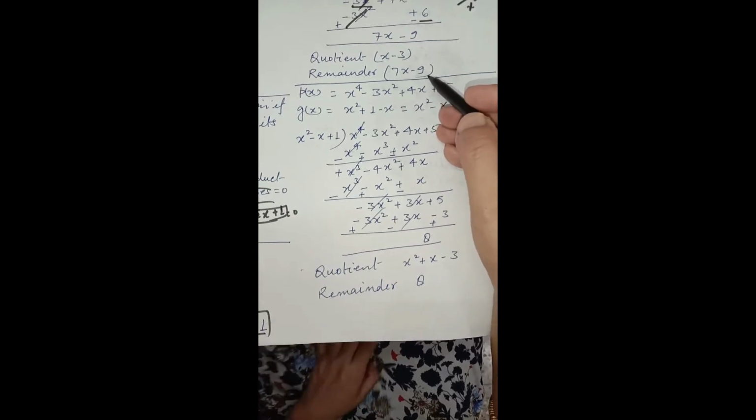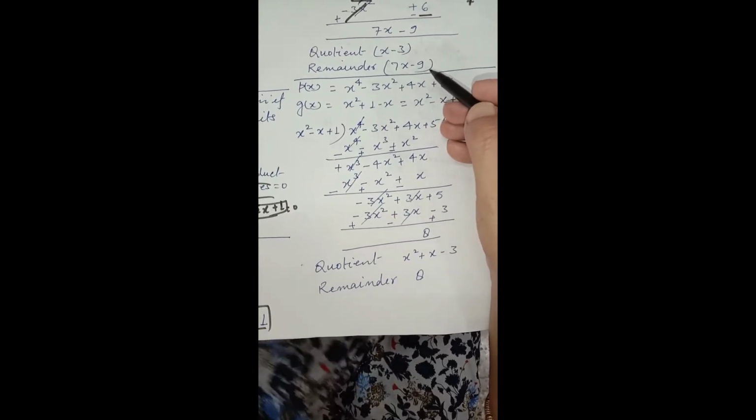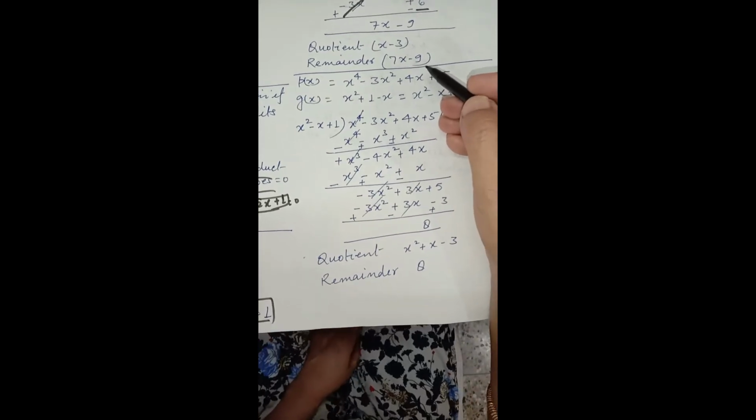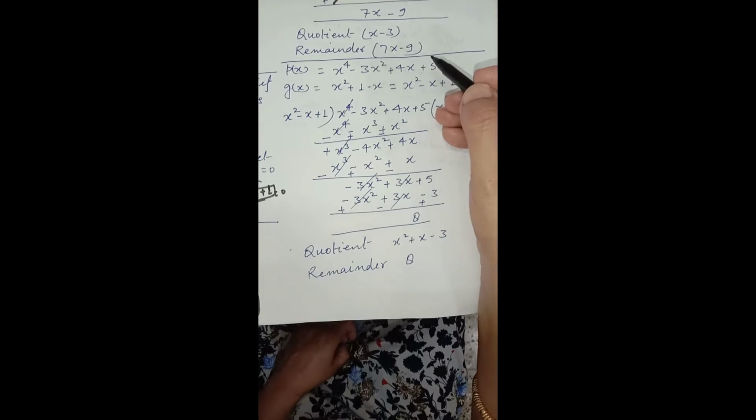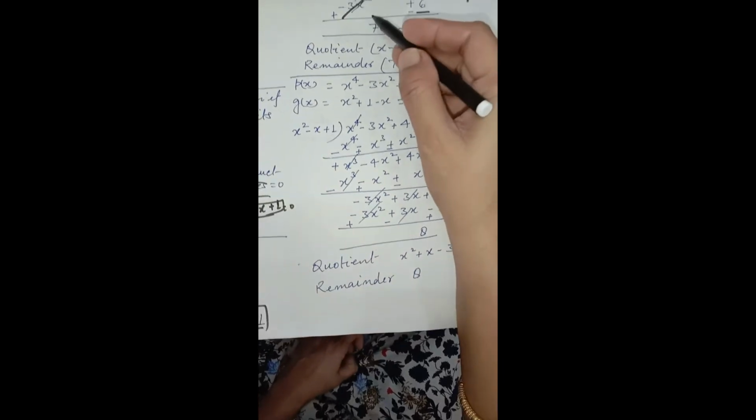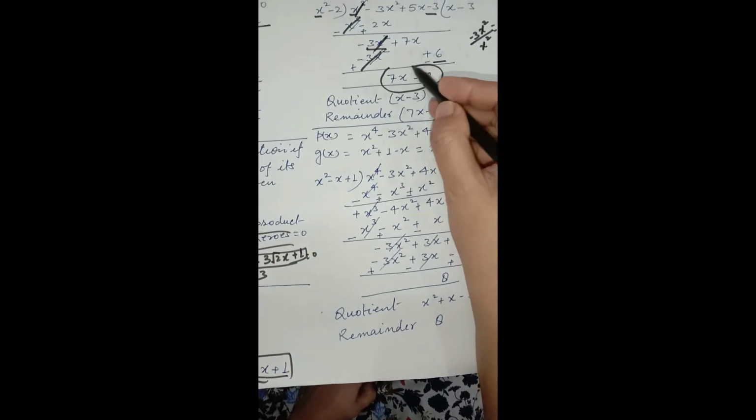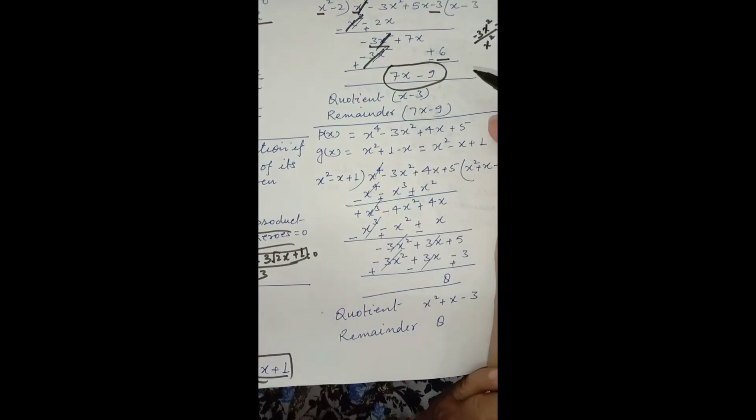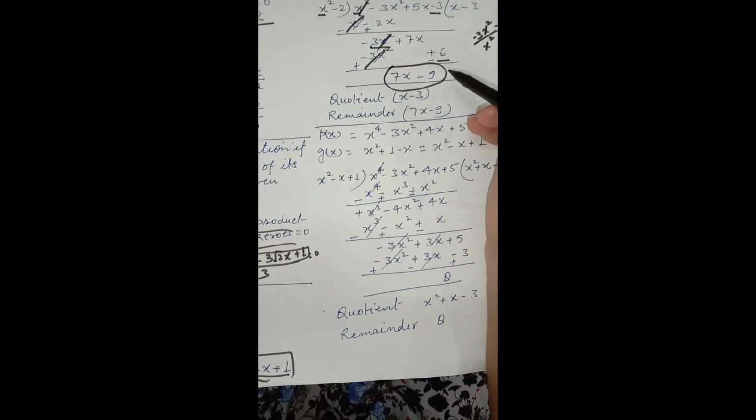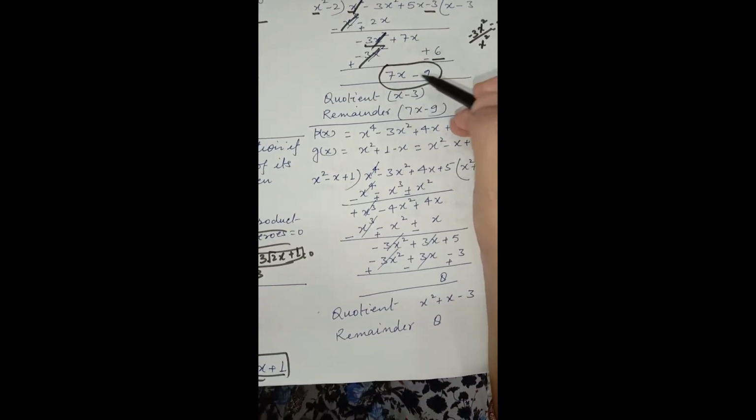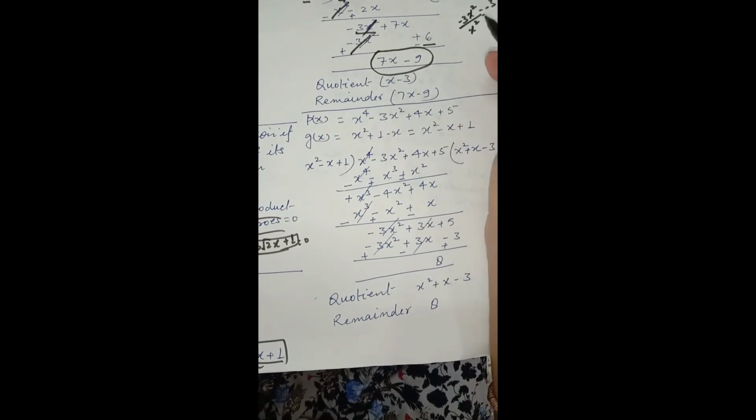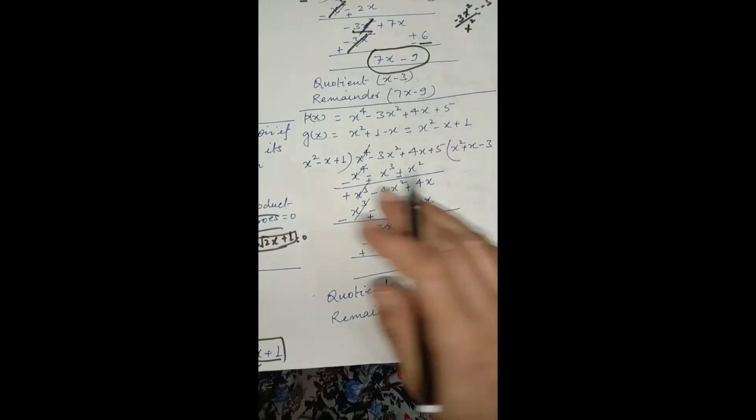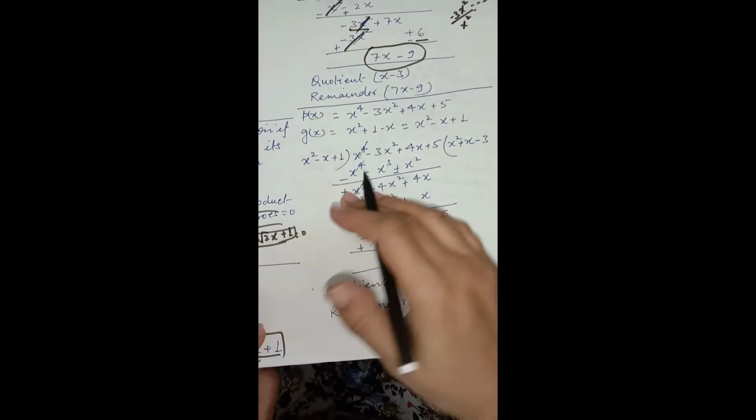We can also verify the division algorithm, where dividend equals divisor into quotient plus remainder. Here in this case, you can see that the degree of the remainder is less than the degree of the divisor. So now we can't further divide. Understood? Now we'll move on to the next question.